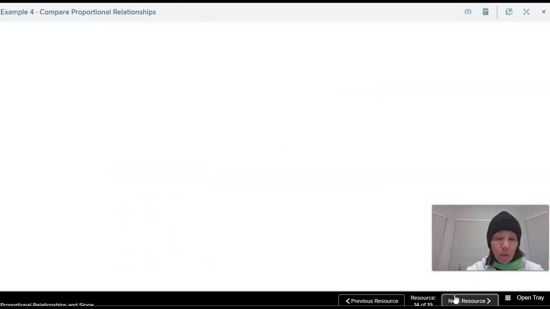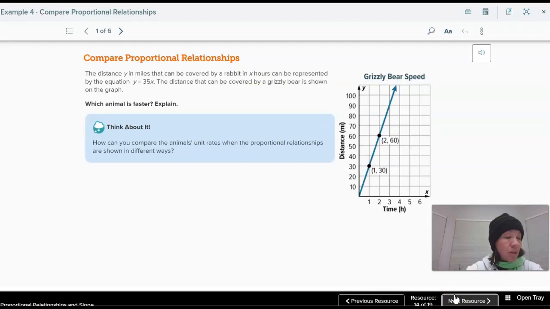So let's just look at an example. This example is looking at the speed of a rabbit and a grizzly bear. The distance in miles that can be covered by a rabbit is represented by this equation, y equals 35x. The distance in miles that can be covered by a grizzly bear is shown on the graph. So this equation represents the speed of the rabbit. This graph represents the speed of the bear. Two different representations, but from each of these we can figure out the speed of each of these animals.